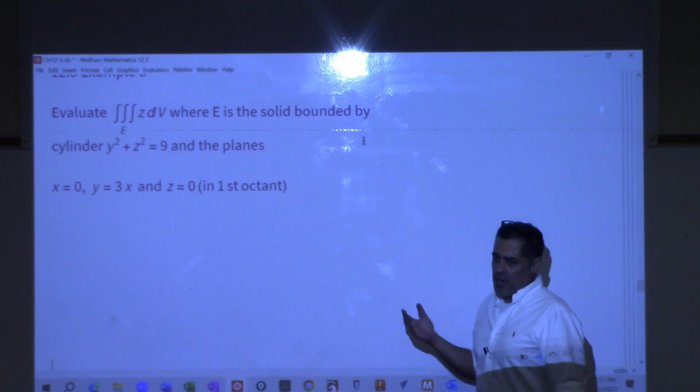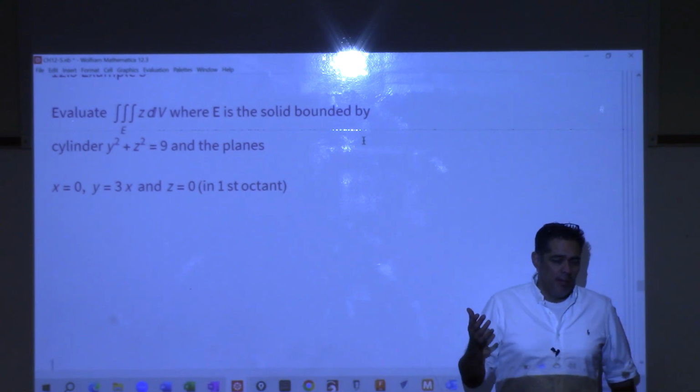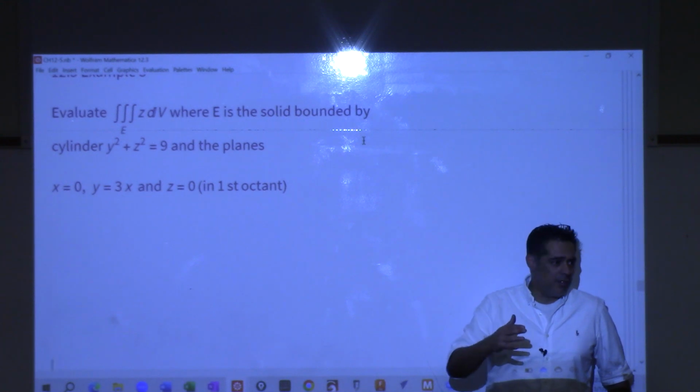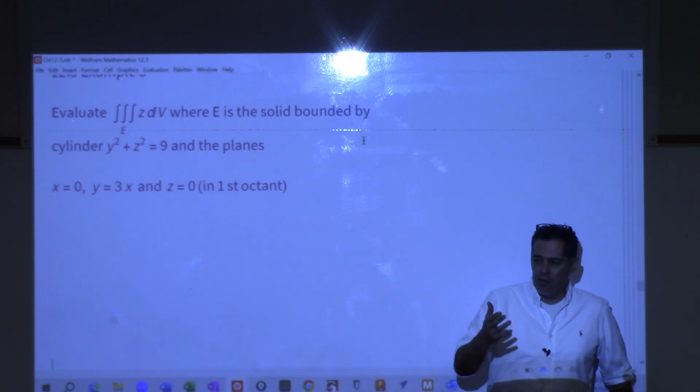We have to figure out what E is first, right? The reason we need to know what E is, is because E is going to allow us to get our limits of integration, right? What are our restrictions on x? What are our restrictions on y? What are our restrictions on z?